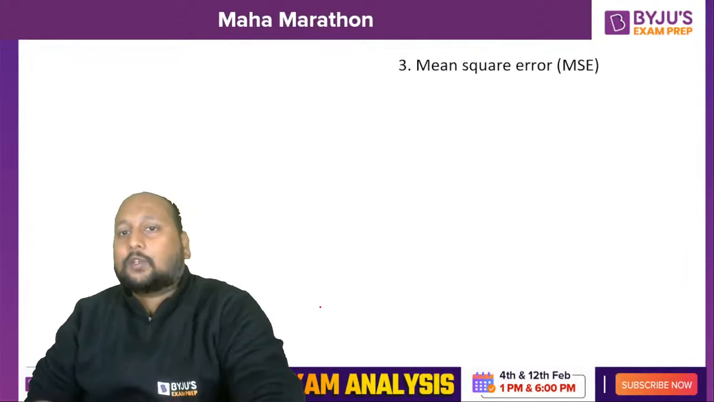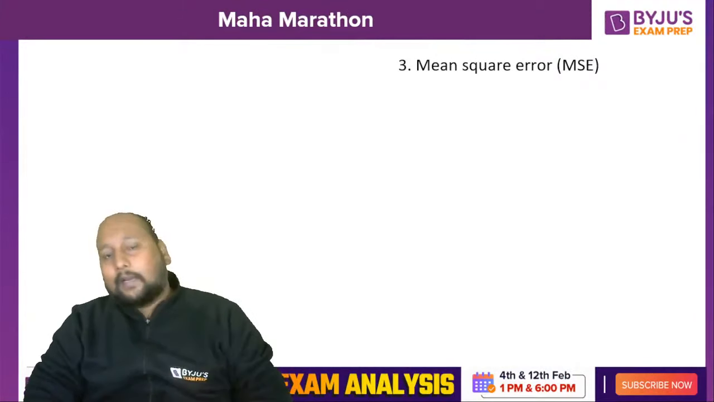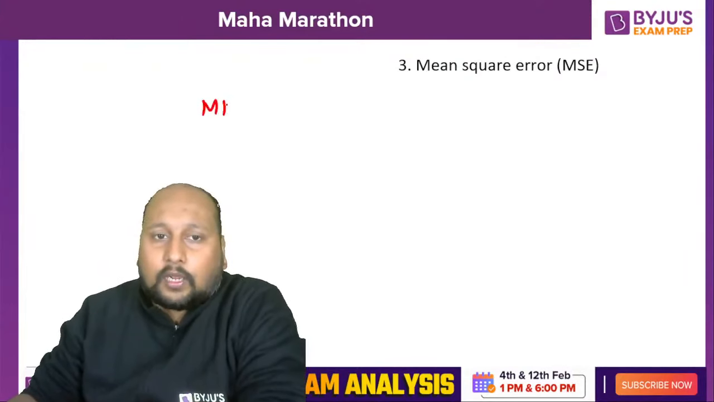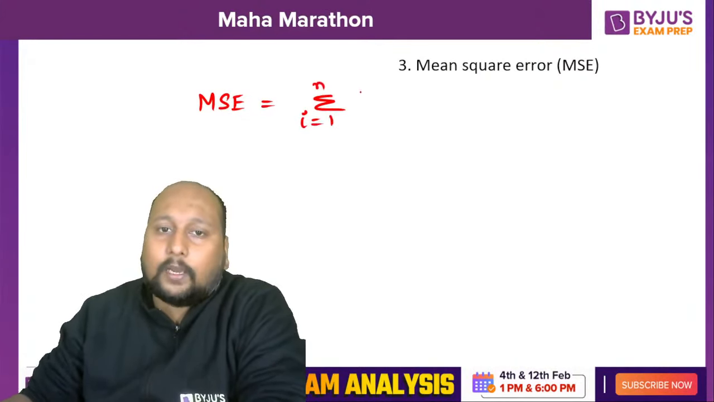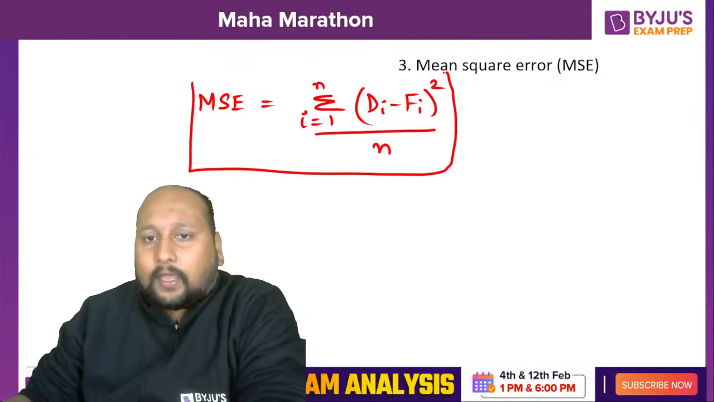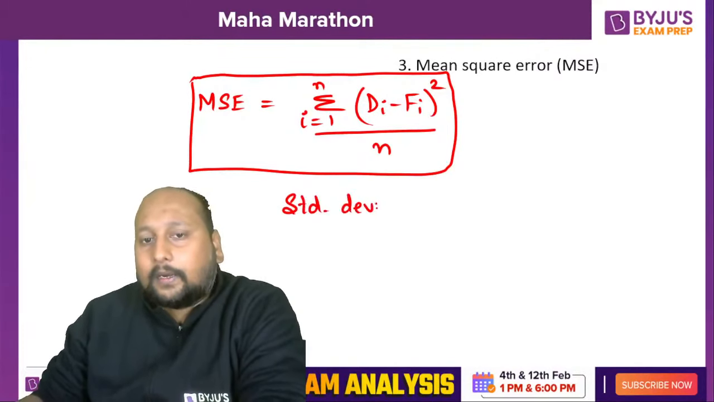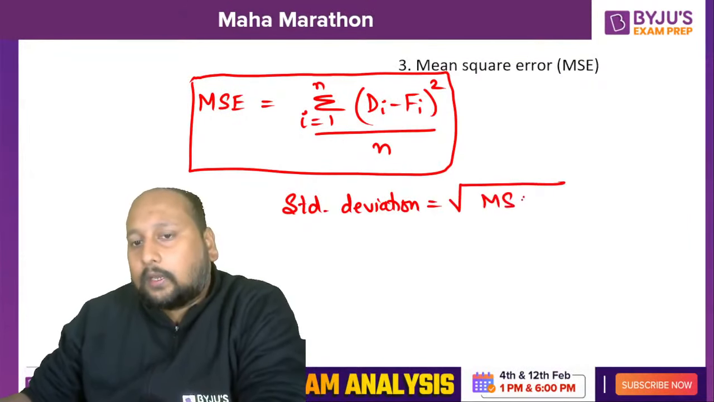The third one is mean square error. Now, why are we calculating this mean square error? Because ultimately we need to calculate the standard deviation. That is the only significance of calculating this. Mean square error is equal to the summation of i equal to 1 to n of (di minus fi) whole square divided by n, right? And after calculating this mean square error, we can calculate the standard deviation, which is equal to the square root of mean square error.